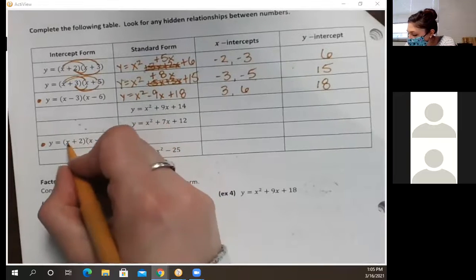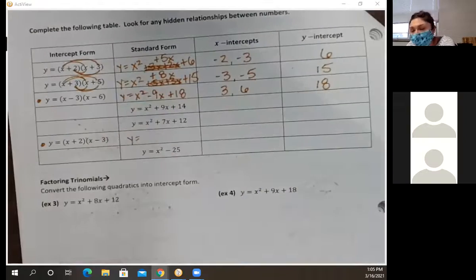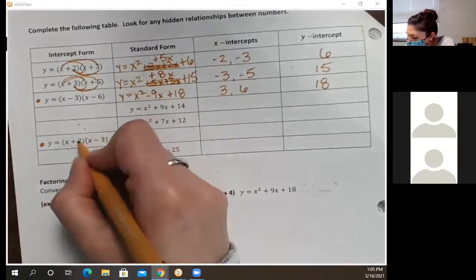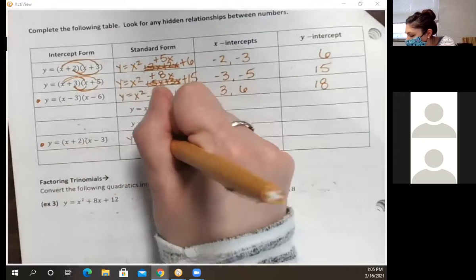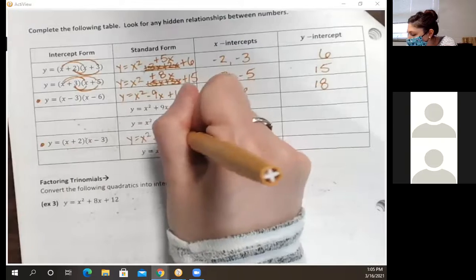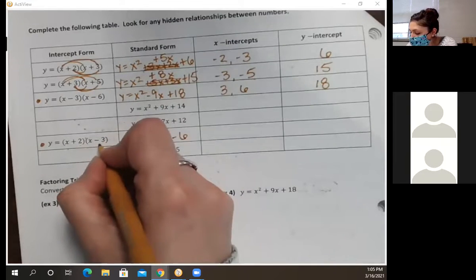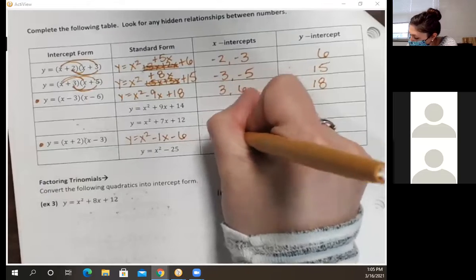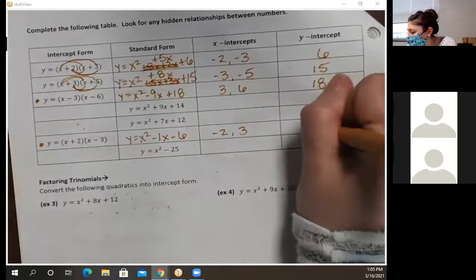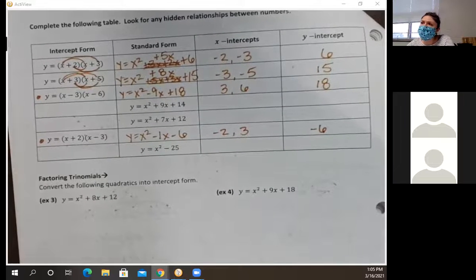For our last function that's already in intercept form, to get standard form, again, we're going to distribute. So we have x squared minus 3x plus 2x. When I combine those, I get minus 1x. And then 2 times negative 3 would be negative 6. My x-intercepts are negative 2 and positive 3. My y-intercept is negative 6. Questions on either of those functions?